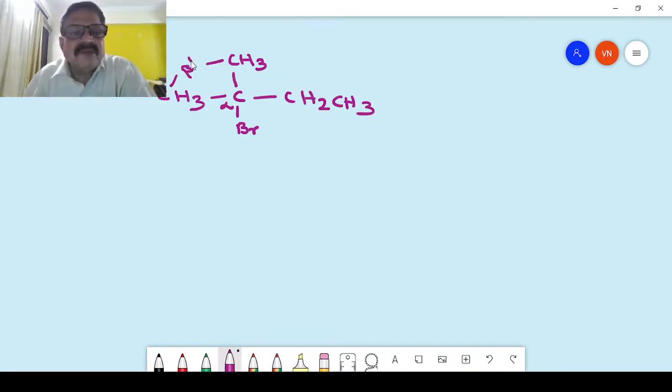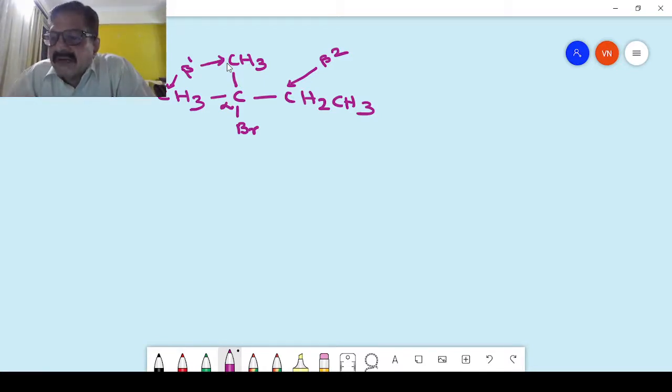So we can say beta 1. Different beta carbons are there here. There is another carbon here; this is beta 2. Correct. Beta 1, beta 2, and so on, just for your understanding. In the case of 2-bromo-2-methylbutane, we will get two different types of alkenes in the reaction with a base. Let us see what types of products are formed here.